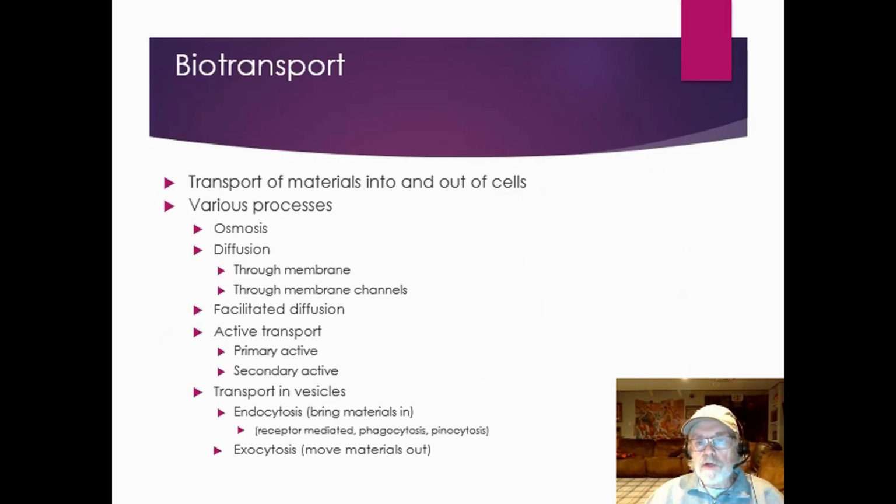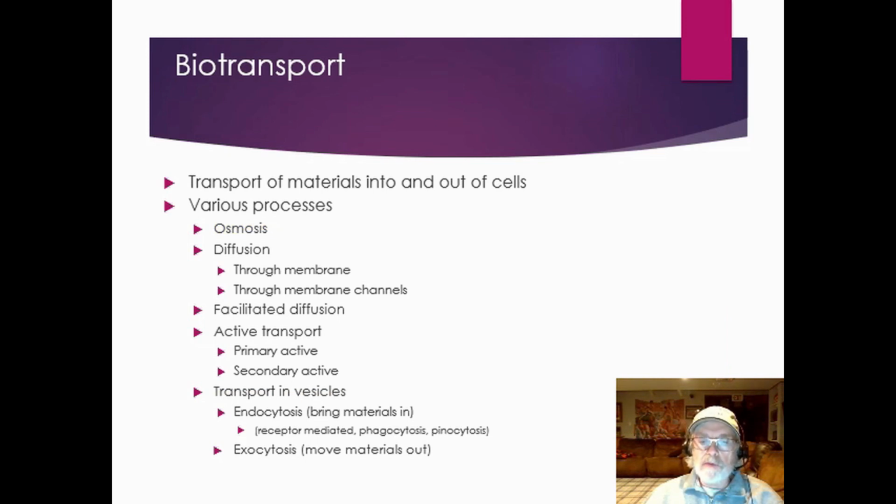Now, biotransport requires a number of different possible scenarios. We talked about gradients and pores and how things get in. However, there are ways that we could get materials into the cell chemically: osmosis, diffusion, facilitated diffusion, active transport, and transport in vesicles. Okay, let's talk about each of those all together.